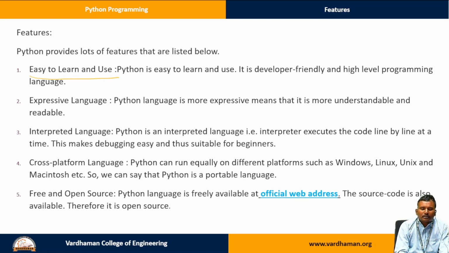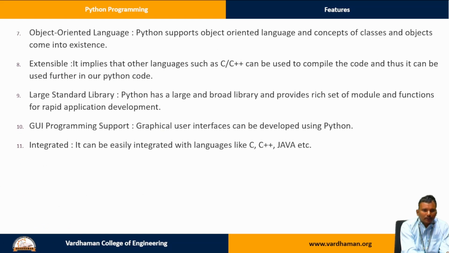And it's a cross platform language. That means it can run on Windows, Linux, any Mac. All the operating systems support the Python programming language. So we can say Python is a portable language, and it's a free and open source language. That means you can visit the website, download and install it, and you can start working with Python programming.